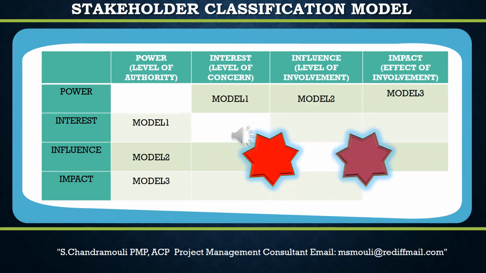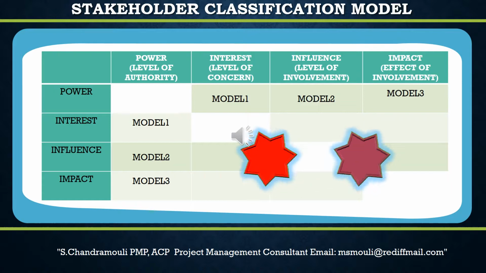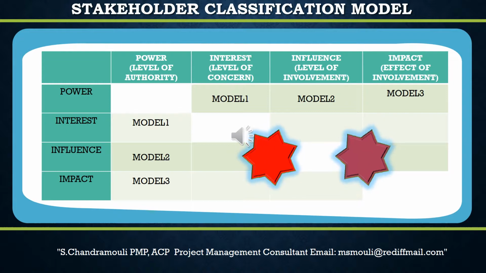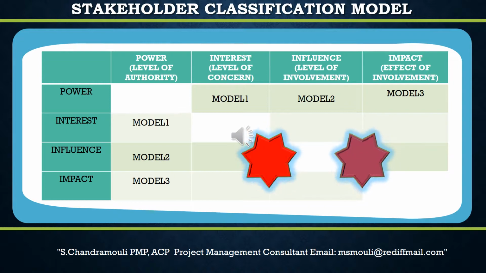Power, urgency, and legitimacy. This model is also known as the salience model. Unlike other classification models, this model uses 3 parameters to classify project stakeholders. Here, stakeholders are classified as per their power, urgency, and legitimacy. You give the following attributes to stakeholders: core, dominant, dangerous, dependent, latent, discretionary, and demanding.